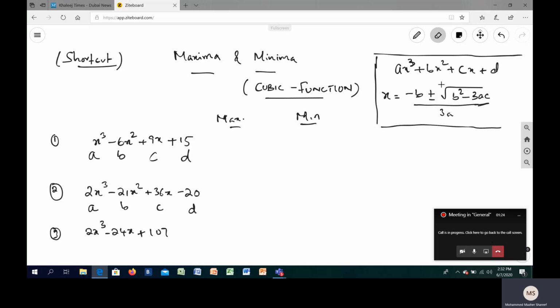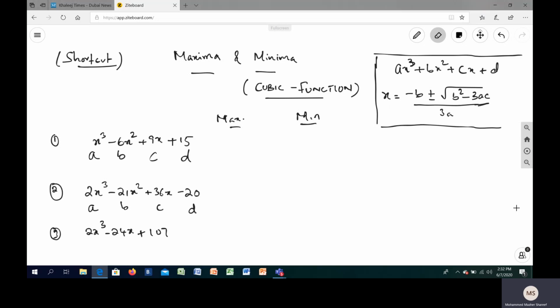And to find the roots, we use this formula: minus b plus or minus the square root of b squared minus 3ac, all divided by 3a. It is quite similar to the quadratic formula, where we have b squared minus 4ac over 2a. Since we are working out the shortcut for maxima and minima, we know the coefficients a, b, c, d of the decreasing powers of x in sequence. Then just plug them into this formula and work it out, and it gives us the maxima and minima.